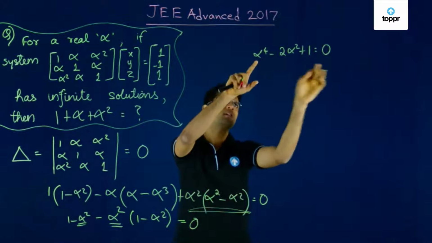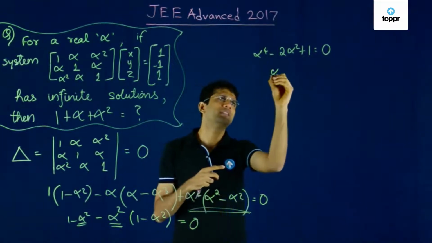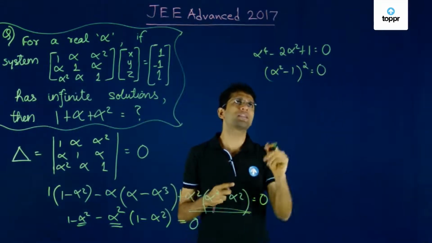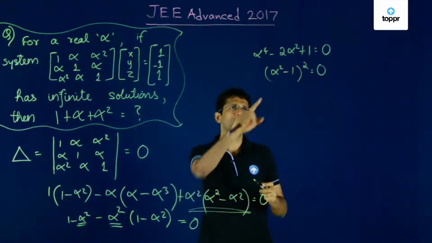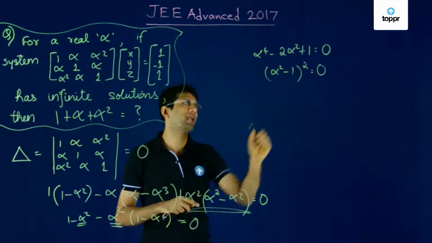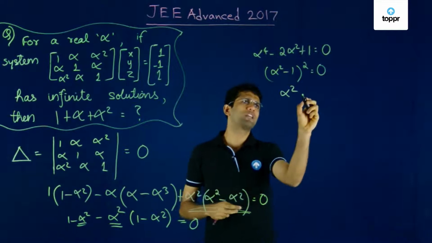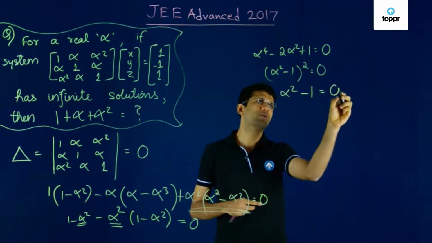Now, because this is a quadratic in alpha square, I can further write this as alpha square minus 1 the whole square is equal to 0. So in fact, this is a perfect square, and because this perfect square is equal to 0, we can now take the square root on both sides and get the final result: alpha square minus 1 is equal to 0.